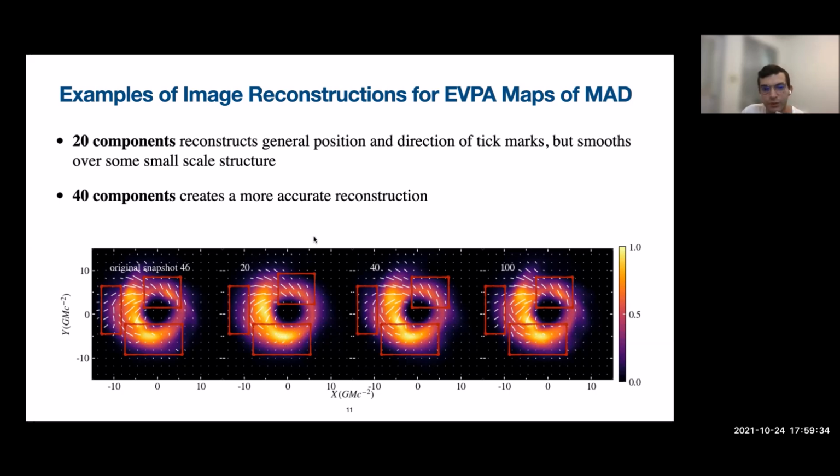But by improving those components and using 40 components, we were able to create more accurate approximations of the original images. And so if you compare these regions with the ones from here, you will notice that they were much more accurate. And if you improve that by using 100 components, this will give a much more accurate reconstruction.